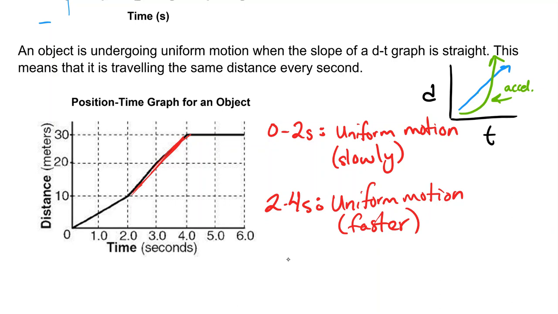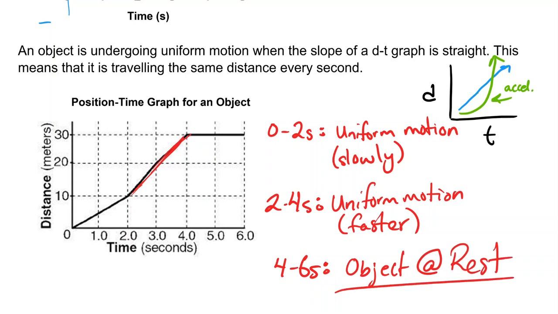And then between 4 and 6 seconds, what's going on with the steepness of this line? It's totally flat, right? So the object is at rest. Perfect. Fantastic.